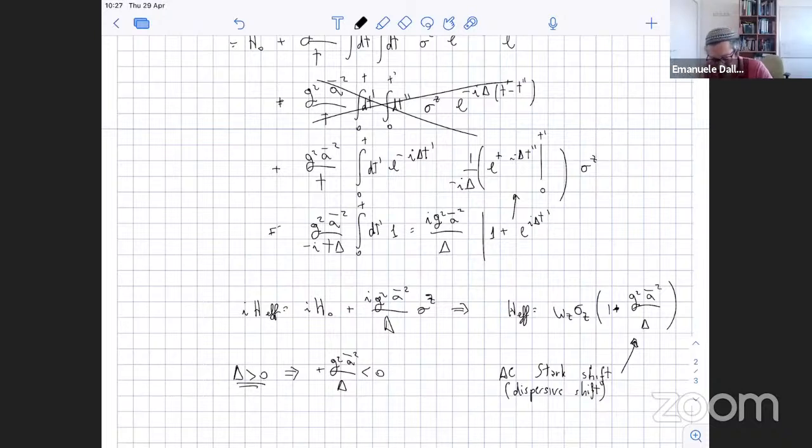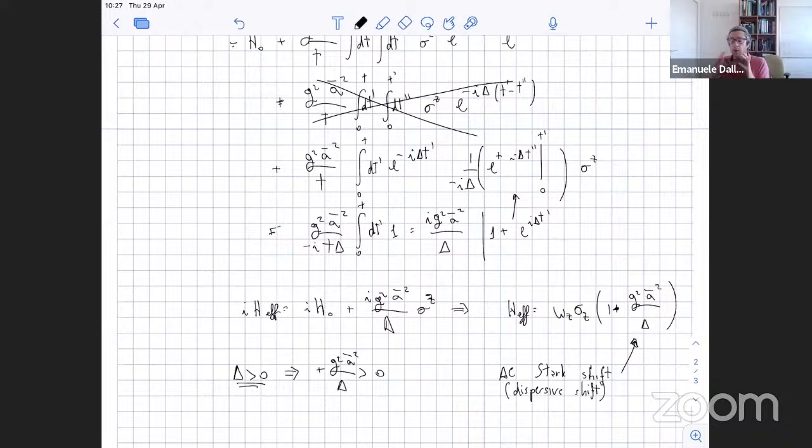So essentially, it means that, let's assume that sigma z is negative, and so when the detuning is positive, then this factor is positive, meaning that the energy of the spin goes down. And the other way if delta is negative.